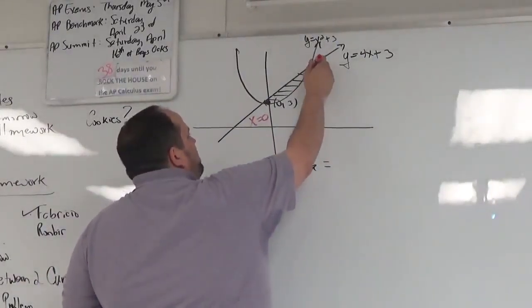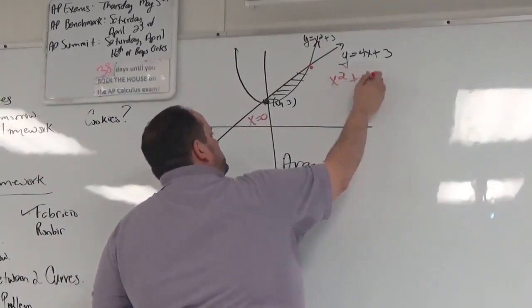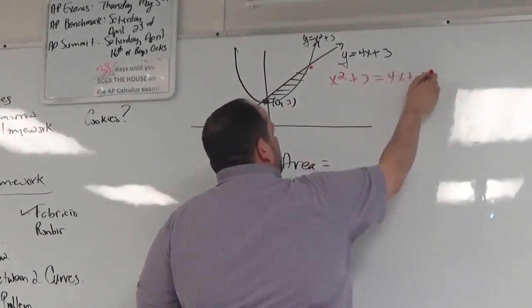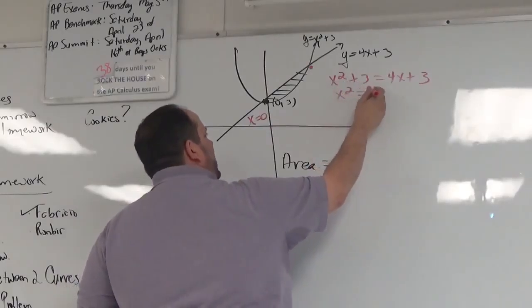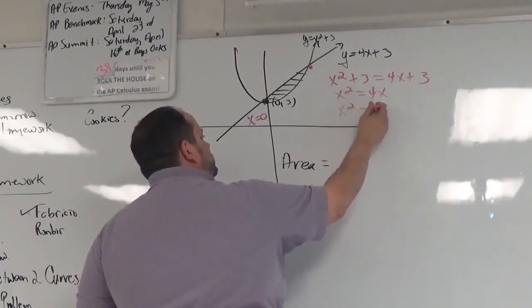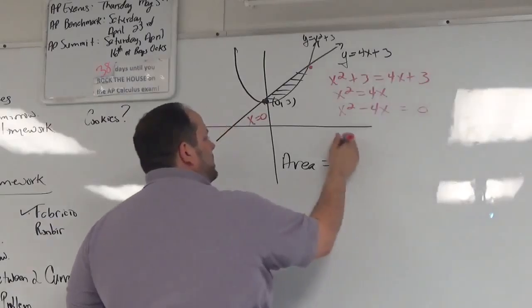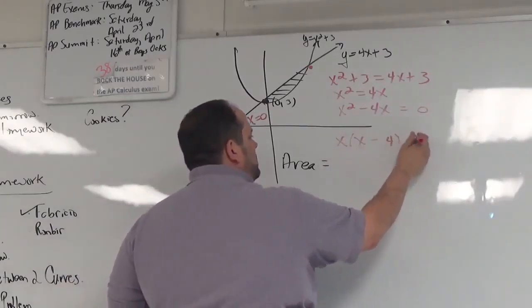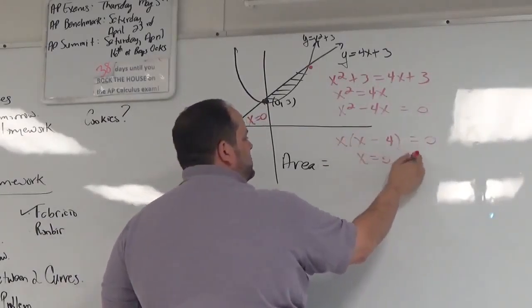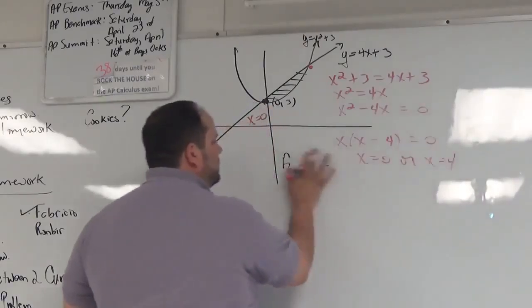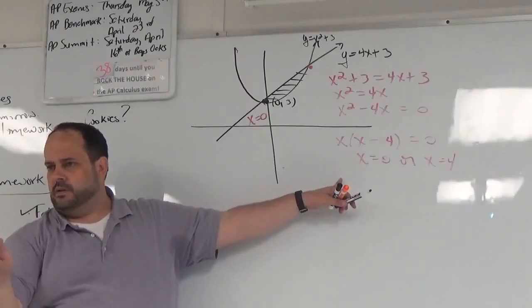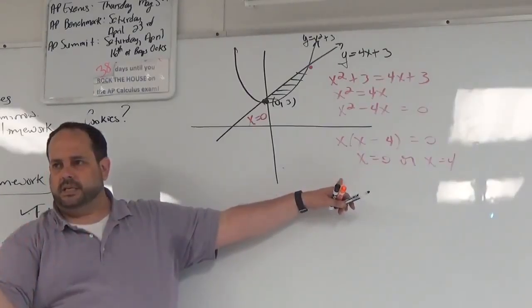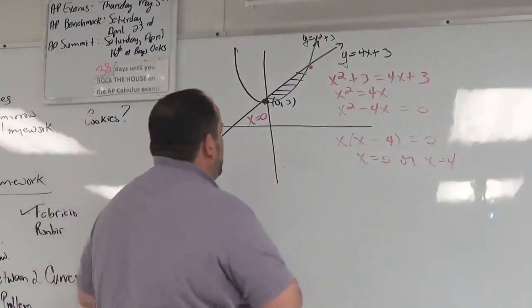Right, we're going to set both of those equal to each other. So if x squared plus 3 equals 4x plus 3, now I just need a little bit of algebra. I can subtract 3 from both sides. I could subtract the 4x. I could factor. And I should have x equals 0 or x equals 4. Is everybody 100% with the intersection points? Nice and easy.